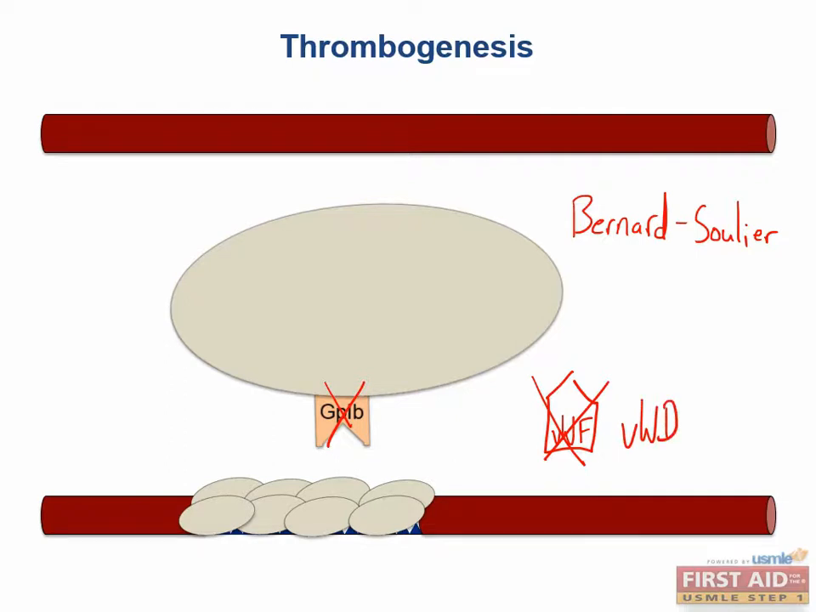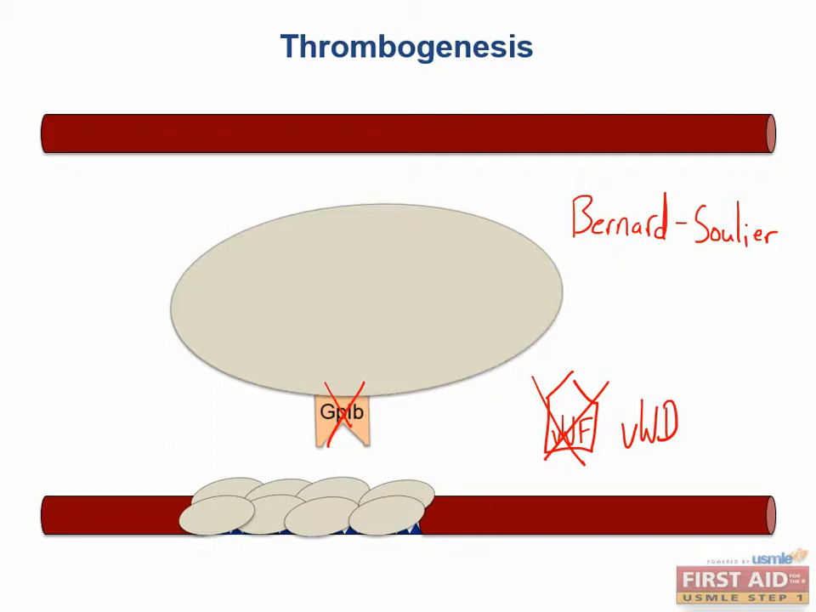The boards love to ask analogy questions almost as much as the SATs do, and this is a pretty good one. The mechanism of Bernard-Soulier syndrome is similar to what other disease? That would be von Willebrand disease.